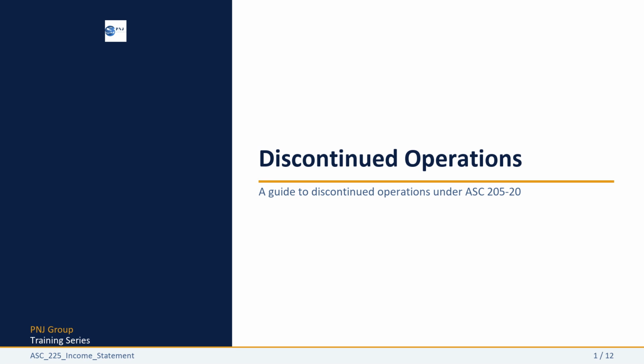Welcome to Section 6 of the ASC 225 Income Statement Training Series. In this section, we explore discontinued operations, a special category of income statement presentation that separates disposed or held-for-sale business components from the results you expect to see again next year. Understanding this distinction is essential for accurate financial reporting and analysis.